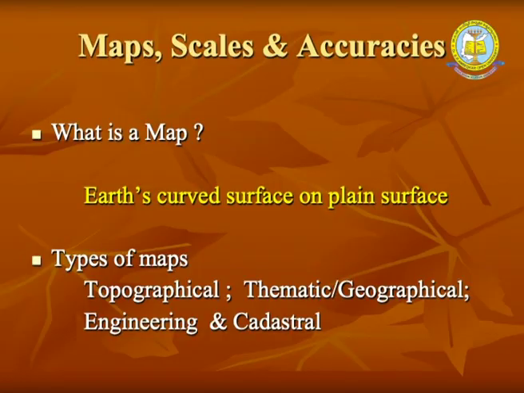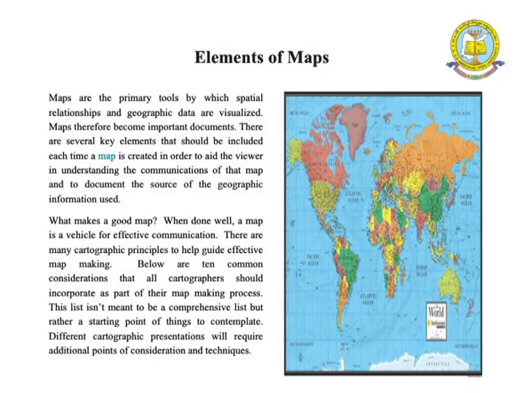So, those are the types of maps: topographical map, thematic map, engineering and cadastral maps. Now the elements of maps. Basically, every map has some elements, some components. A map, as I said, is a depiction of the surface of the earth. What elements are there and how you depict them depends on your own skill and imagination. But basically there are some things which make the basic elements of a map.